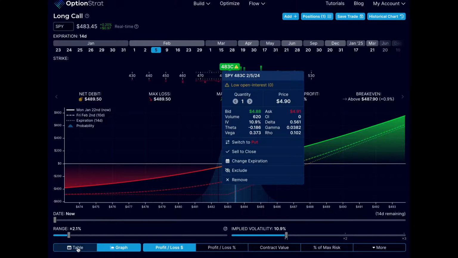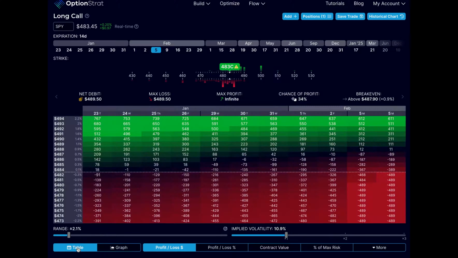Now, there's a few different ways I can look at this trade. I'm going to start by looking in the table mode. We'll come back to the mode I was just in there a moment ago. But what's cool about table mode is right here is the at the money price, the 484, and we can see that I'm looking at this trade in a P&L mode. When I first start off on this trade, it's going to be essentially at a break-even point, and then over time, you can see up here, we've got the 23rd, the 24th, the 25th, the 26th, all the way out to my expiration date, February 5th in this case.